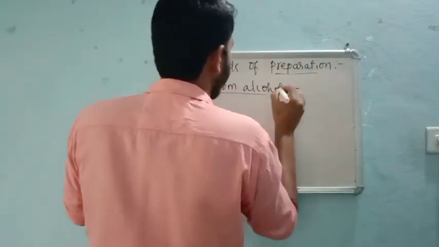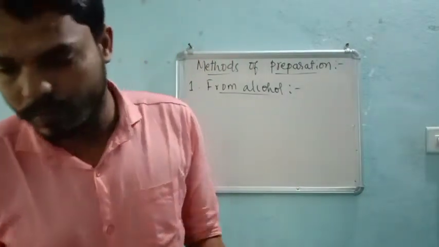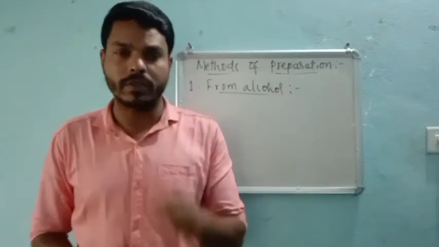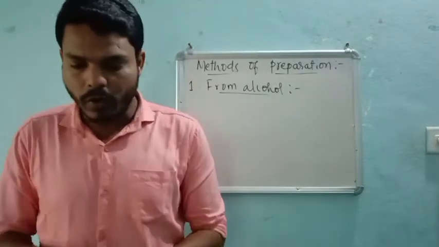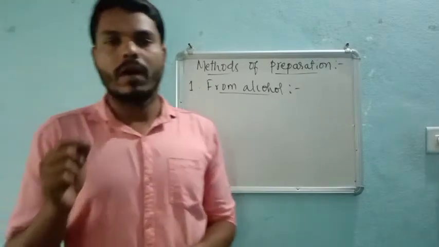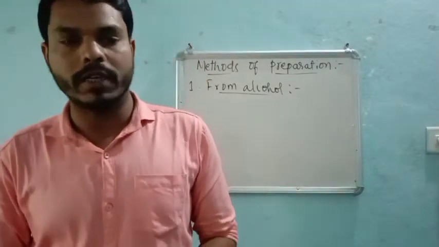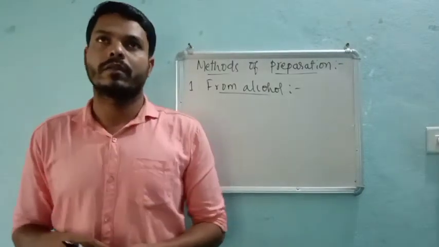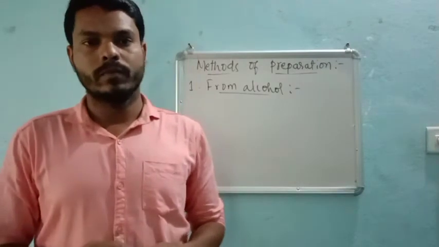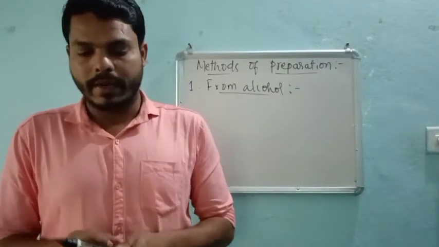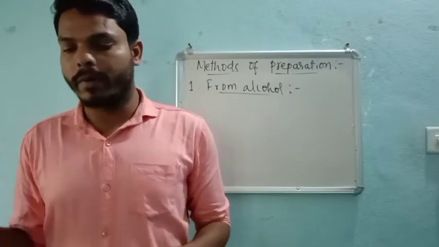Alcohol means there must be a presence of what? OH group. That is nothing but alcohols. So alcohols, when warmed with hydrogen halide, that means hydrogen chloride, in the presence of ZnCl2 as a dehydrating agent, the water molecule will be removed.